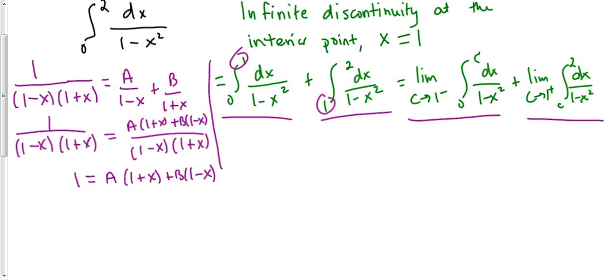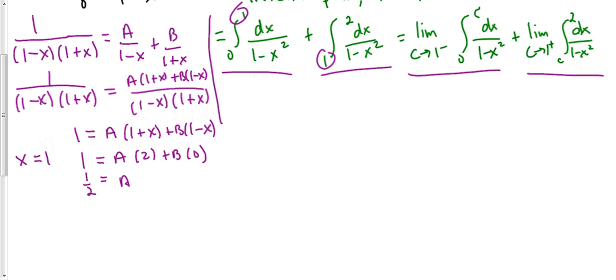What we usually do here is choose our values for x cleverly so that we can determine what A and B are easily. So I'm going to start by letting x be equal to 1, and then 1 is going to be A times 2 plus B times 0, which gives me A equals a half. And then I'm going to let x be equal to negative 1, which gives me 1 equals A times 0 plus B times 2. And so B will be a half as well.